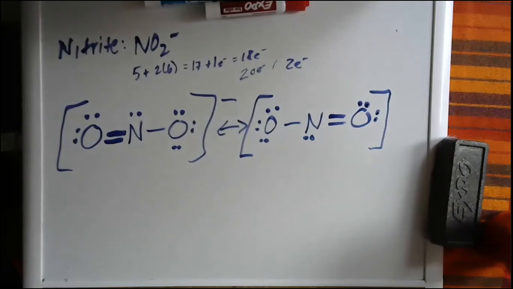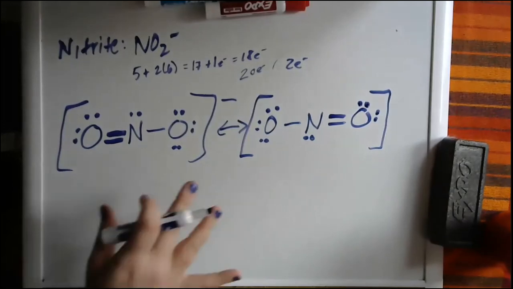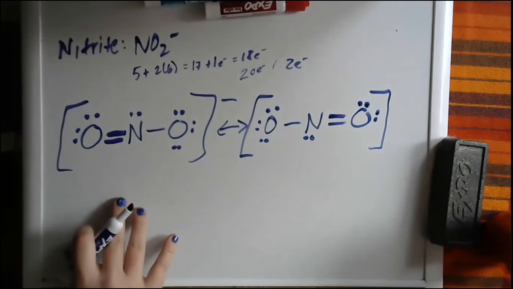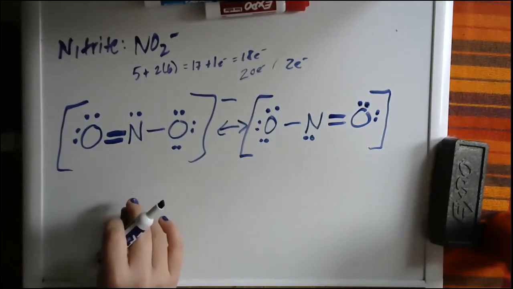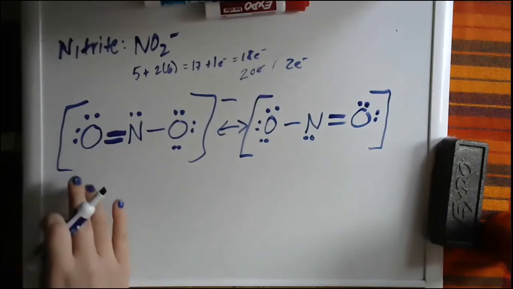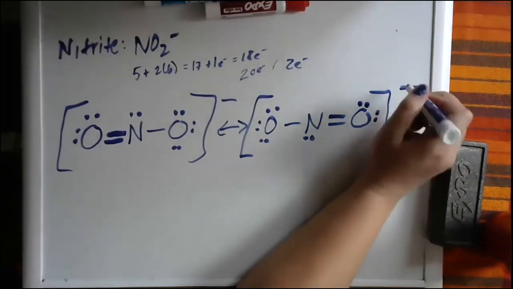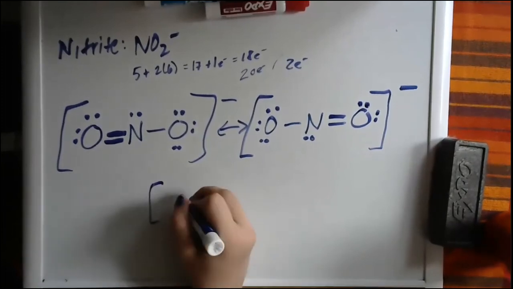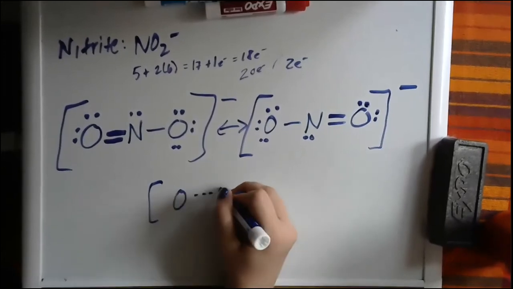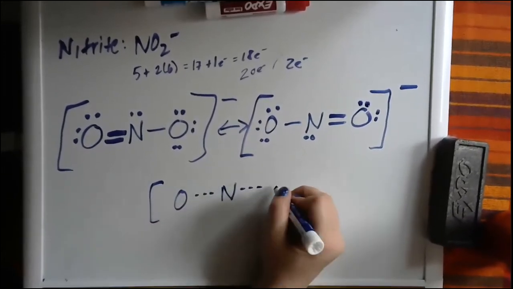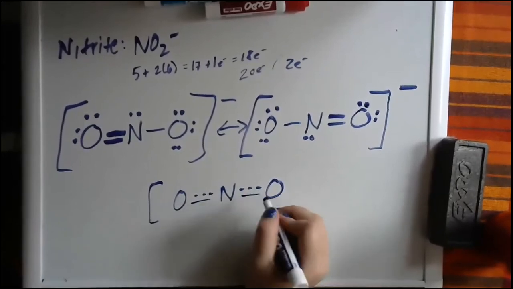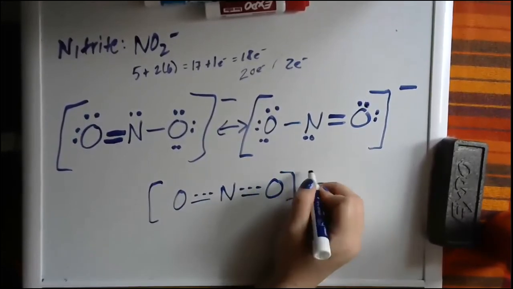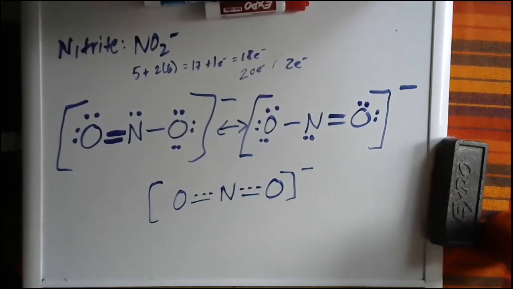Doesn't matter where you put the pairs of electrons around the atoms, like top, bottom, sides, as long as they're in pairs and you know they're somewhere in the vicinity of the correct atom, it's fine. Okay, but those are our resonance structures, and our resonance hybrid would be this. Okay, so that is resonance.